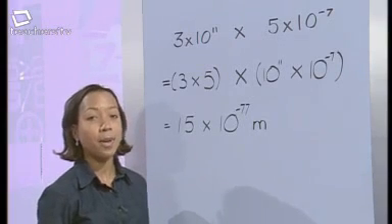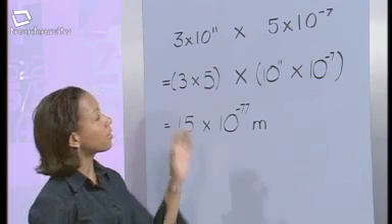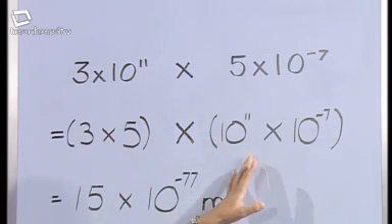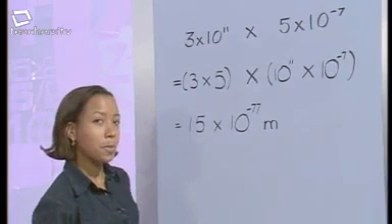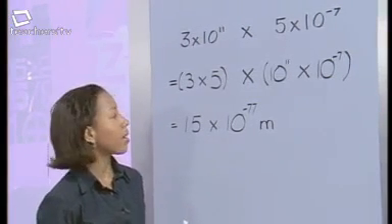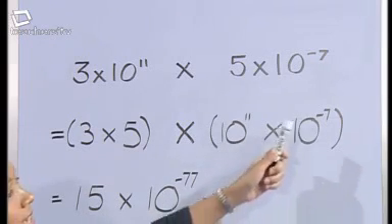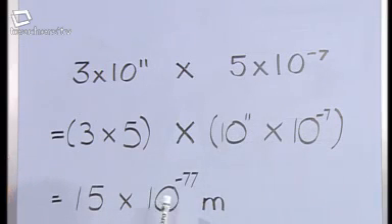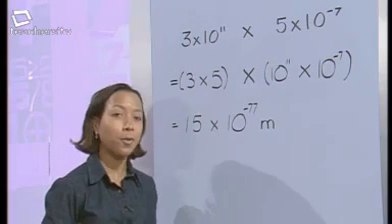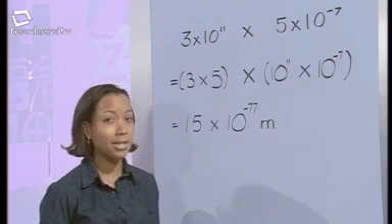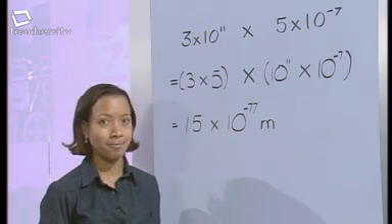Like Ben, I started by rearranging the sum, grouping the numbers and the powers of 10 together. 3 multiplied by 5 is 15. Then I multiplied the powers of 10. To do that, I multiplied 11 by -7, which is -77. So in standard form, the answer is a length of 15 times 10 to the power of -77 metres.